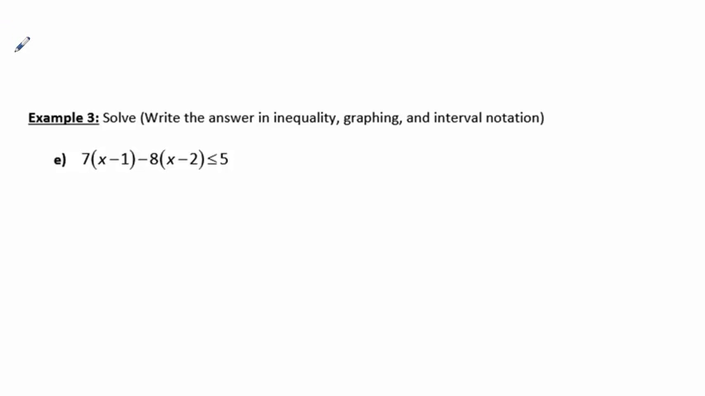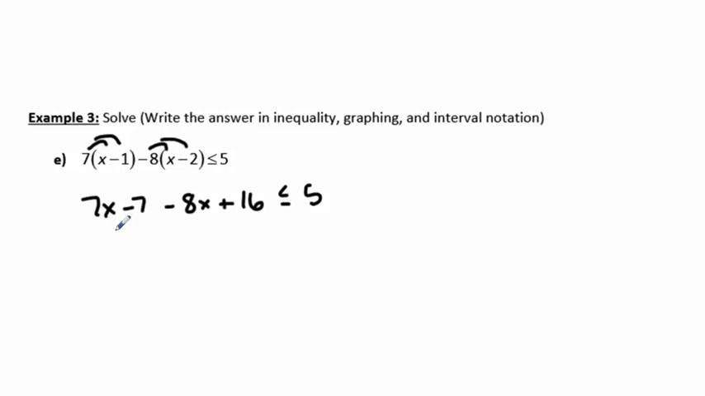Alright, we've got another one to solve. We've got some distributes to do here. So my first distribute is going to give me 7x minus 7. Then, next distribute, negative 8x plus 16. Right, multiplying 7 by x and negative 1, multiplying negative 8 by x and negative 2. That's less than or equal to 5.